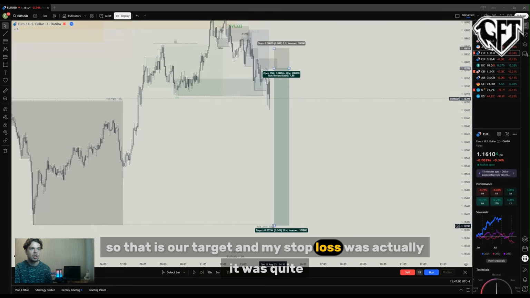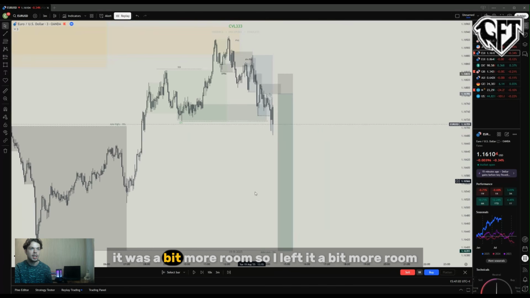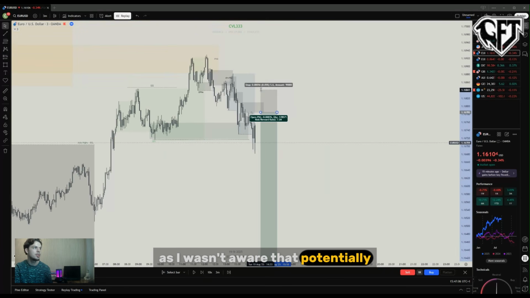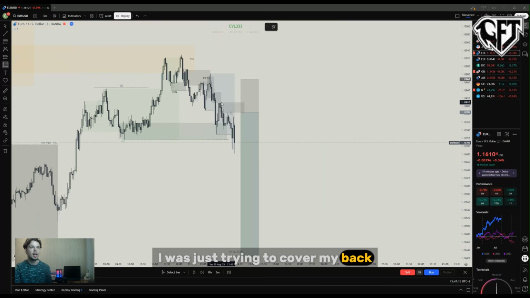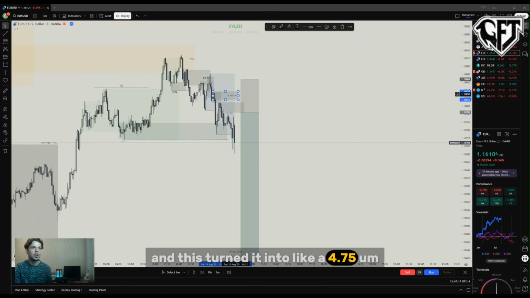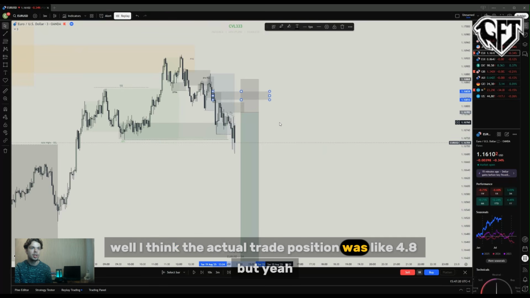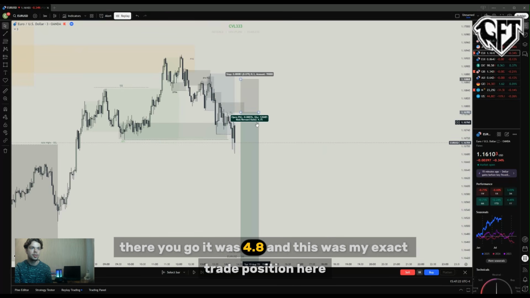And my stop loss was actually a bit more room. I left it a bit more room, as I wasn't aware that potentially price could take out this high, mitigate into this order block here and continue down. So I was just trying to cover my back, and this turned it into like a 4.75. Well, I think the actual trade position was like 4.8, but yeah, there you go. It was 4.8, and this was my exact trade position here.